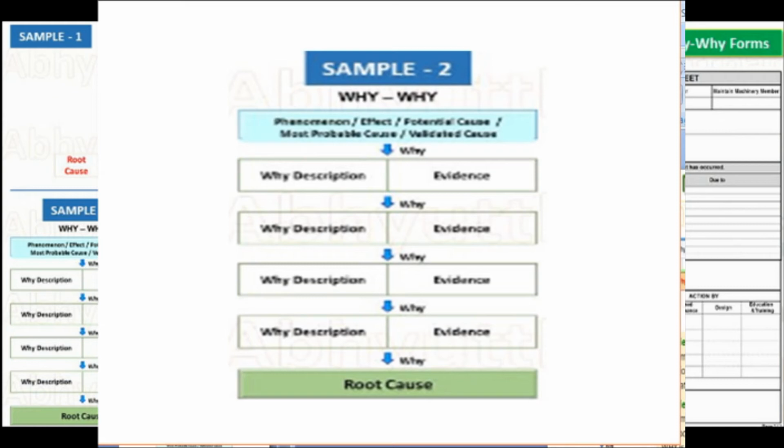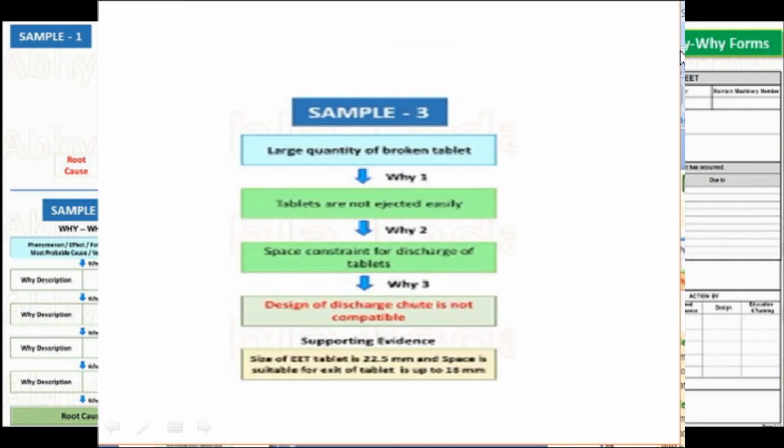Let's go to the third sample and third format, which most organizations use for their root cause analysis. The sample number 3 is for a large quantity of broken tablets. If there is a problem, for example a large quantity of broken tablets, how do you find the root cause for that? You go for the first why. Tablets are not ejected easily. They were not ejected from the machine easily, that's why they broke.